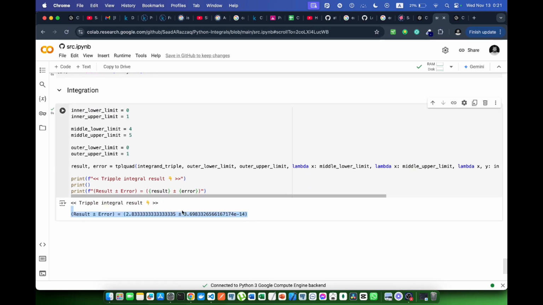I hope you've understood the concept of how you perform integrations in Python and how you can leverage a single line of code to perform single, double and triple integrals.